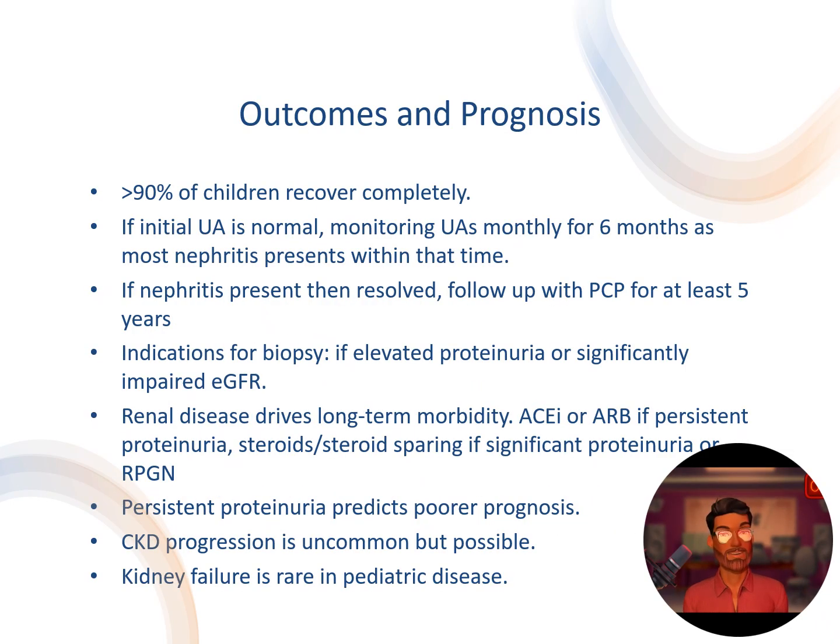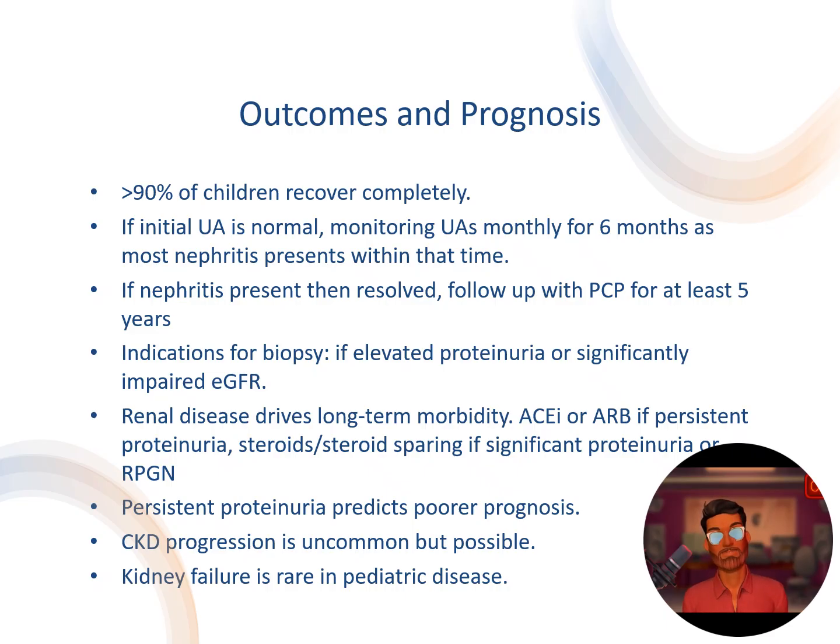Outcomes and prognosis: most children recover completely. If the initial UA is normal, then you have to monitor for 6 months, as most nephritis presents within that time. If there was nephritis present but then resolved, you should follow up with a PCP for at least 5 years, which is kind of a weak recommendation, but it's still there.